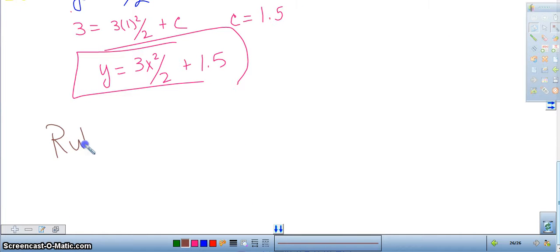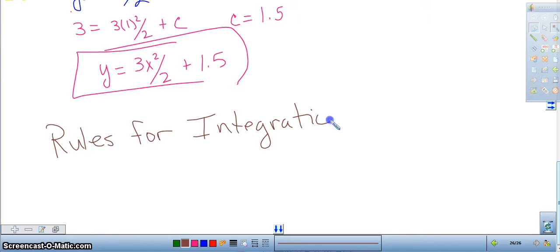Now, this is the point where I need you to make sure that you write down your rules. There's some rules in your book, page 250. They're called rules for integration or antiderivatives. These are rules, just like derivative rules, that you're going to be required to know.